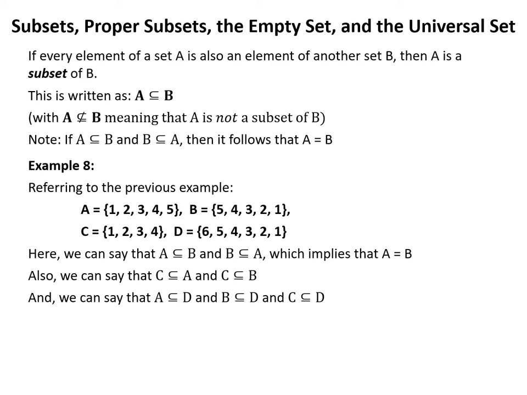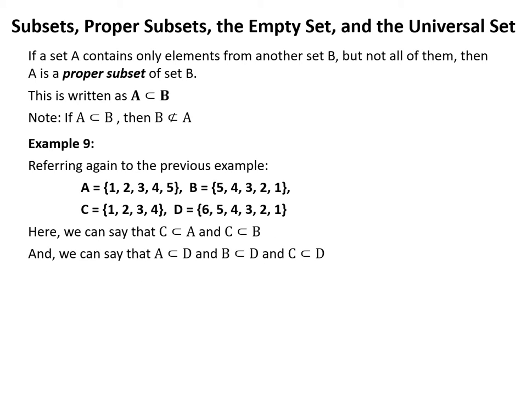Note, if A is a subset of B and B is a subset of A, then it must follow that A equals B. In example 8, if we refer back to the previous sets A, B, C, and D, we can say that A is a subset of B and B is a subset of A, which implies that A equals B. We can also say that C is a subset of A because everything in C is in A. And similarly, C would be a subset of B. And we can say that A is a subset of D and B is a subset of D. And also C is a subset of D, etc.